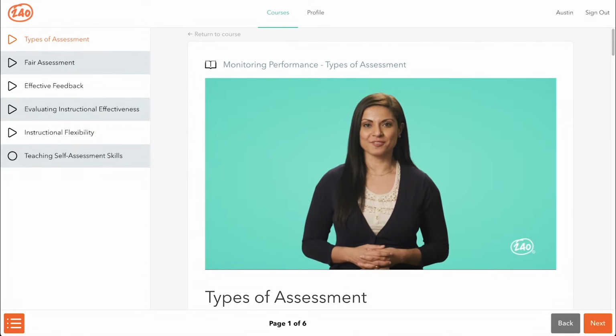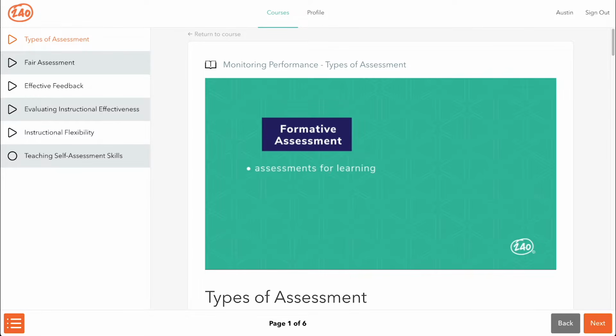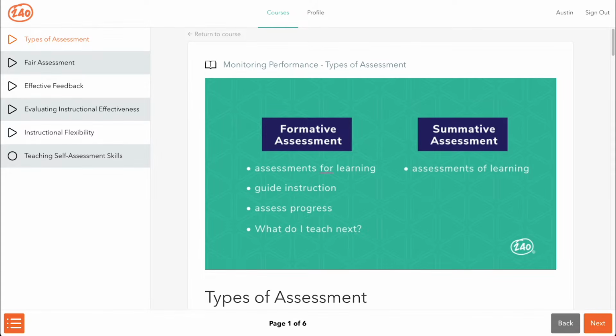Now let's talk about the differences between formative and summative assessment. Formative assessments are assessments for learning. They are used to guide instruction, meaning they're administered to assess students' progress toward meeting a learning objective, so teachers can adjust instruction as needed. They help teachers answer the question, what do I teach next? Summative assessments are assessments of learning. They are used to gauge instruction by determining whether or not students mastered a learning objective. Teachers use them to answer the question, what did my students learn? Meaning, what do they know now, or what are they able to do?